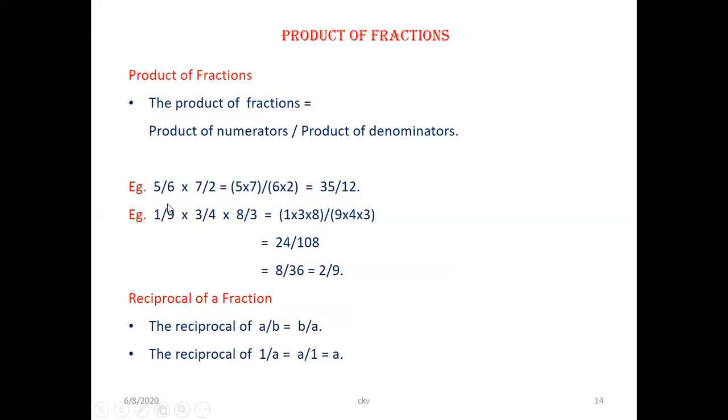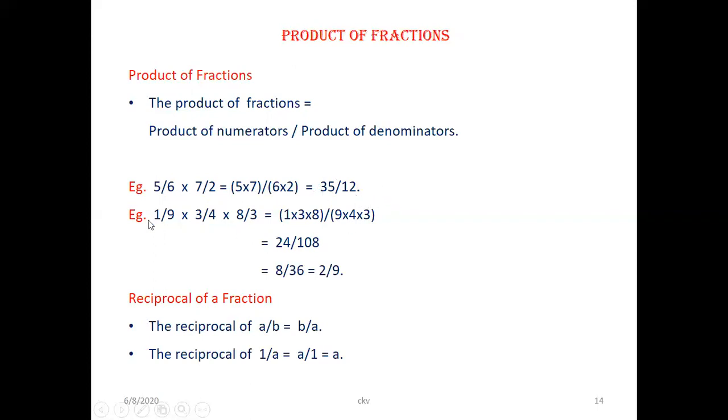Now see, here is an example. 5 by 6 is a fraction into 7 by 2 is another fraction. See here, the numerator is 5 and the denominator is 6. In this case, the numerator is 7, the denominator is 2. Now you are finding the product of these two fractions. So you find the product of the numerators, that is 5 into 7, put it in the numerator, and you find the product of the denominators, that is 6 into 2, and put it in the denominator. So 5 into 7 by 6 into 2 is 35 by 12. This is the product of these two fractions.